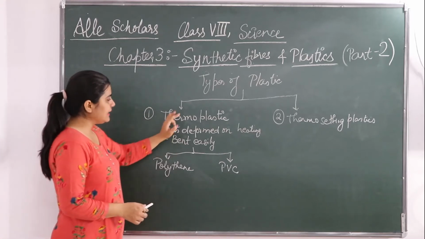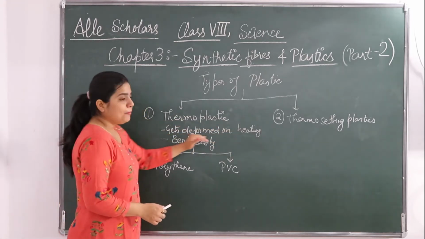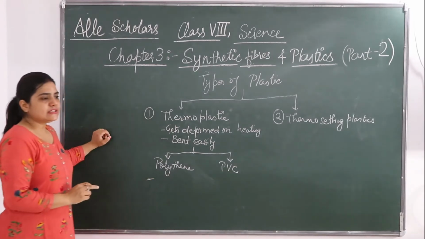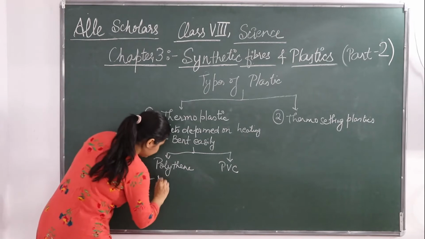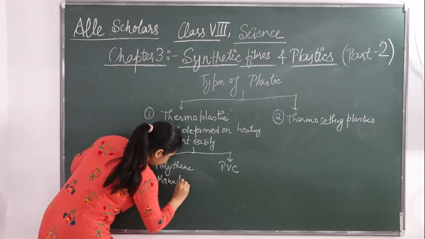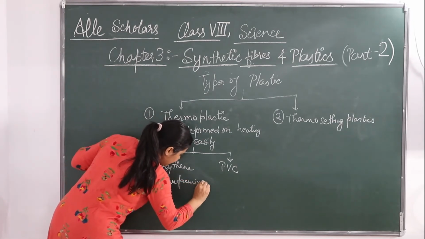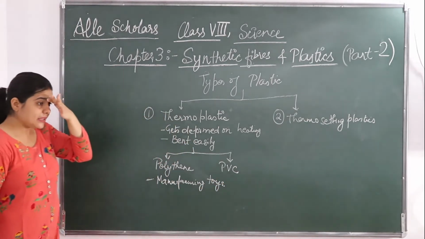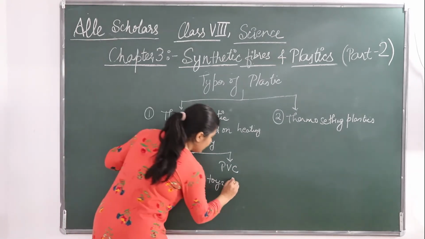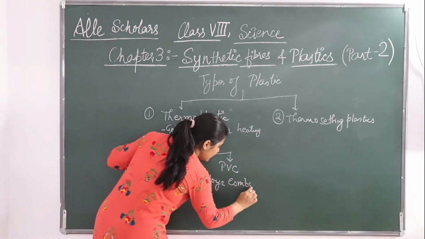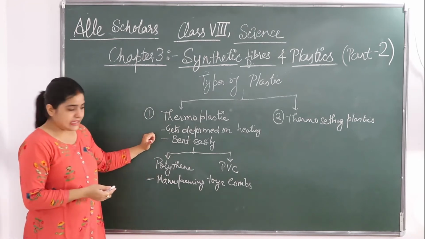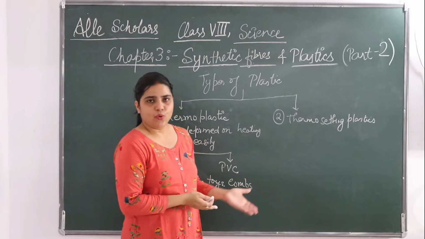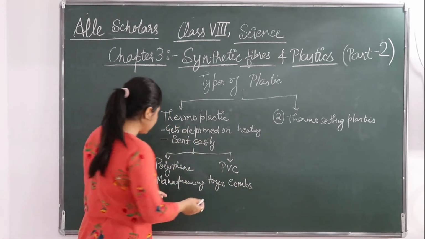The first thing was that it gets deformed on heating, bends easily, and this thermoplastic is used for manufacturing toys. जो toys बनते हैं वो किसके बनते हैं? Thermoplastics के बनते हैं. Combs, okay? Combs are made up of these, and various containers that are used in homes, also in shops and different places.